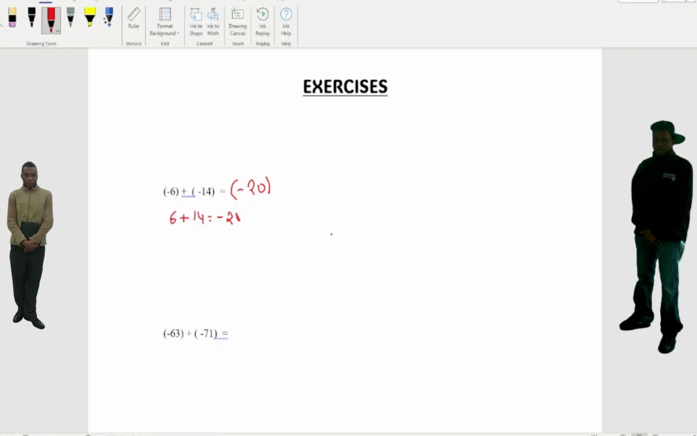Because what happened, we're going from the left side, not the positive. This is the left side. The left side here is minus, here the positive. So what happened is we're going from the negative, not from the positive. Okay, so that's why we end up having minus 20.